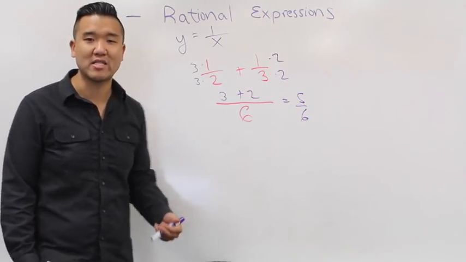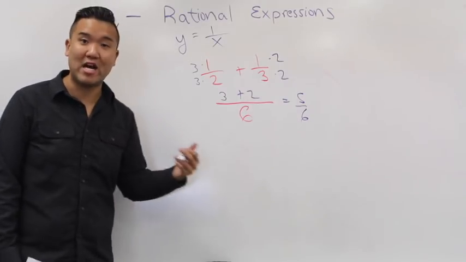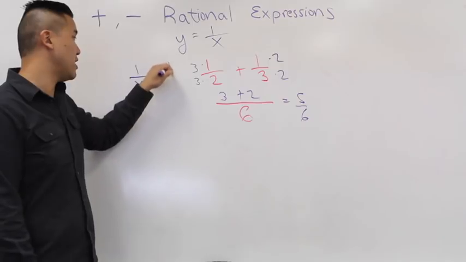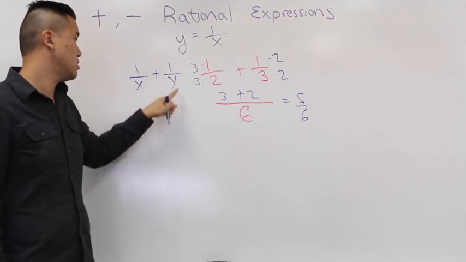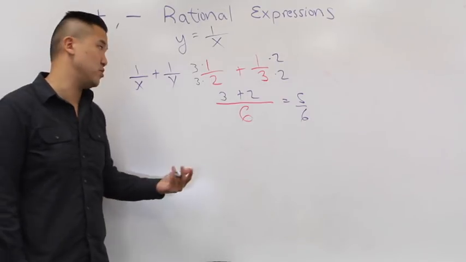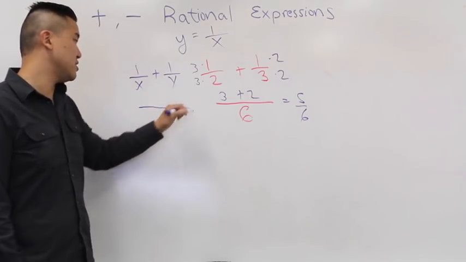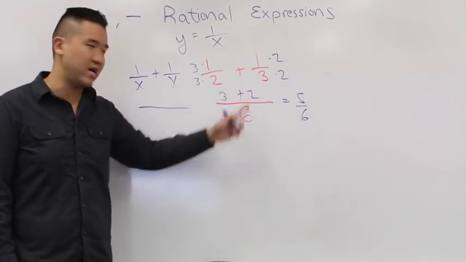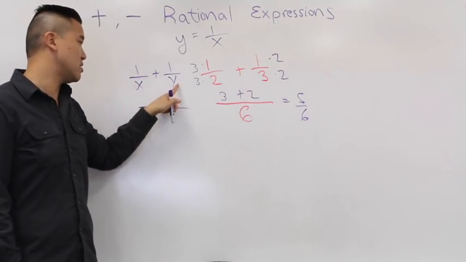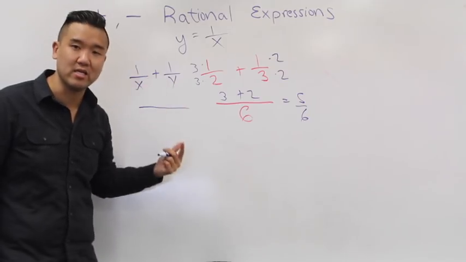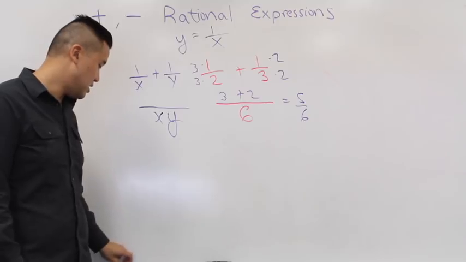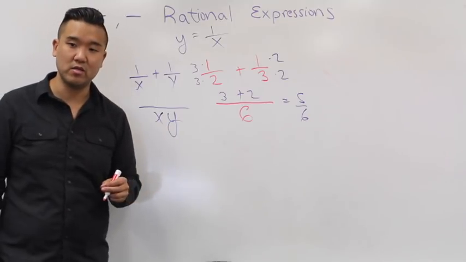How does that translate when we do that with rational expressions? Let's go 1 over x plus 1 over y. x and y are totally different values. So what is my common denominator? What I do here, I actually multiply them together to get that. I'm going to do the same exact thing here. Since they don't have any commonalities, we have to just multiply them together. That is my least common denominator.